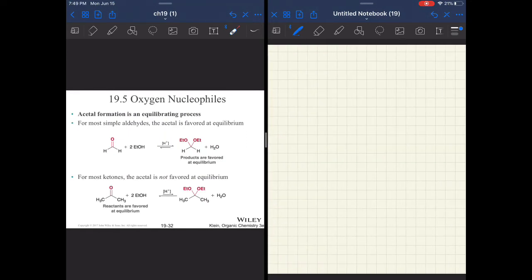So we've got just a specific example with formaldehyde and acetone.